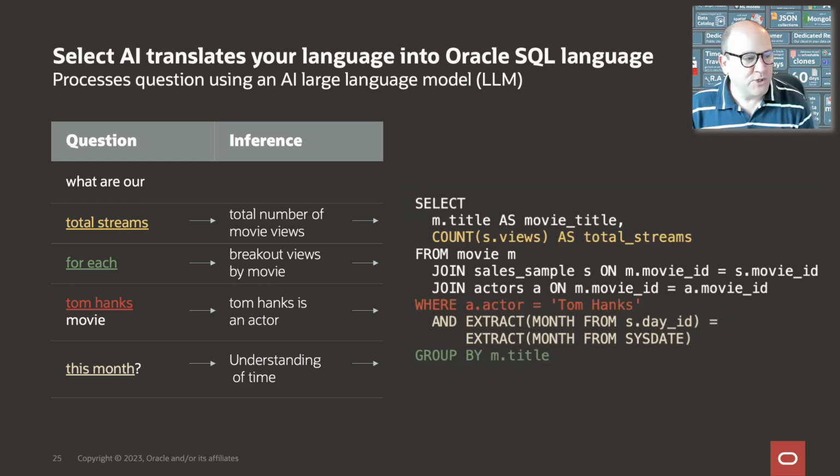And it said, okay, total streams is going to map to the count star, or count the number of views from the table. For each is going to be the group by. Tom Hanks is where actor equals Tom Hanks. And again, we didn't mention anywhere that Tom Hanks is an actor. It inferred that Tom Hanks was an actor. And then, of course, there's this natural understanding of time. We have a time column, a day ID column, and because it's a date, it's able to extract the month from that. So all of this comes from that simple question.